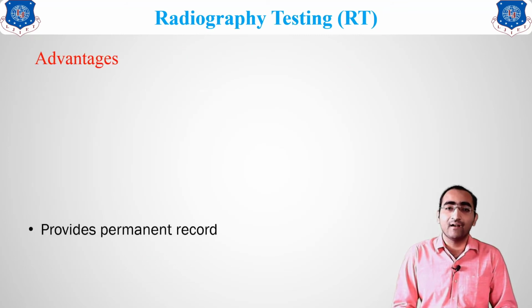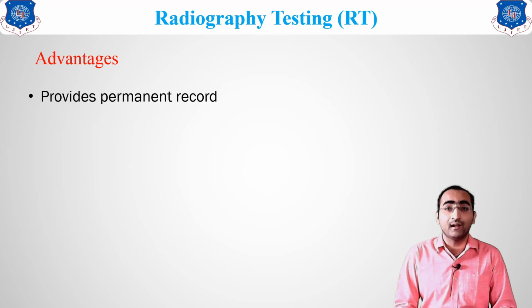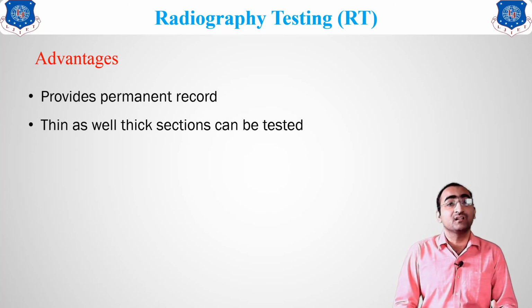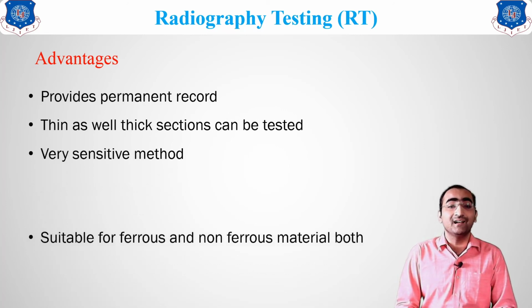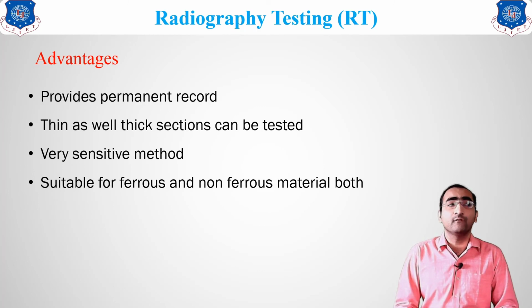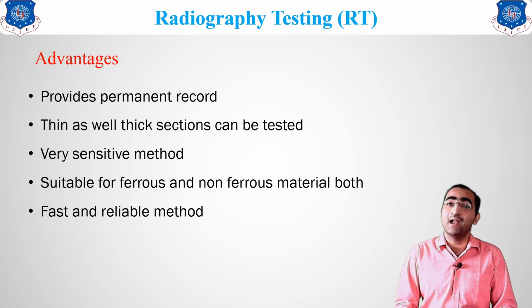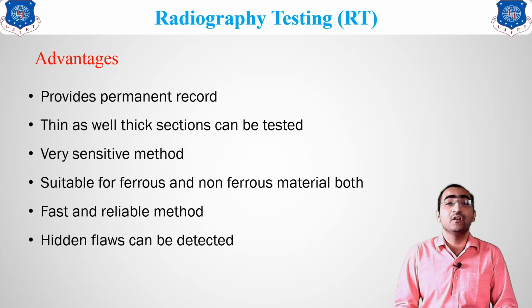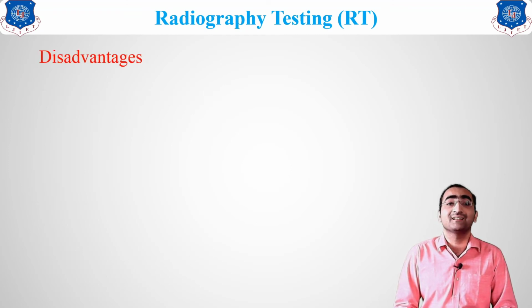Let us discuss its advantages. It provides a permanent record; whatever X-ray you did 10 years ago can be found, and the data can be found on the X-ray film. Thin as well as thick sections can be inspected. It is a very sensitive method, used for any material, ferrous as well as non-ferrous. It is a very rapid and reliable method. There are many more advantages of this radiographic technique. Hidden flaws can also be found, but there are certain disadvantages.